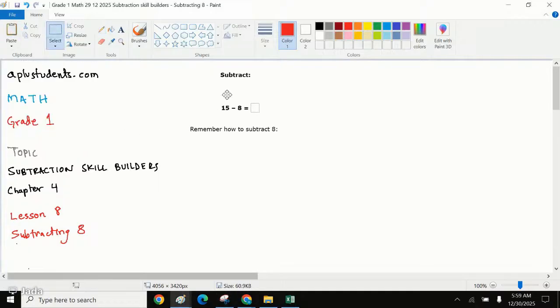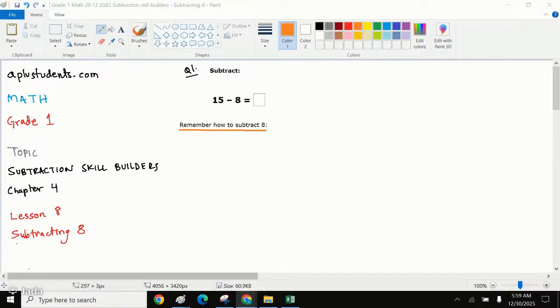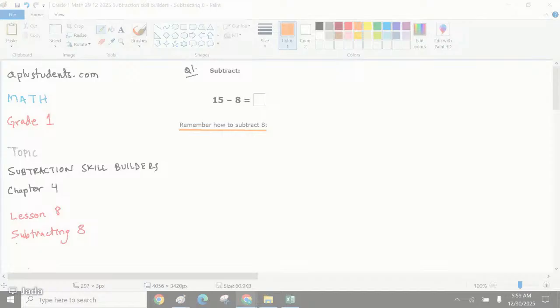Question number 1 says subtract 15 minus 8, right? We need to subtract 8 from 15. So do we remember how to subtract 8? Previously we did subtract 7, subtract 6, and subtract 5, right? We also have a grid given to us. Let's start with the grid that is already given to us. And later on, we will take objects and we'll start counting, okay?